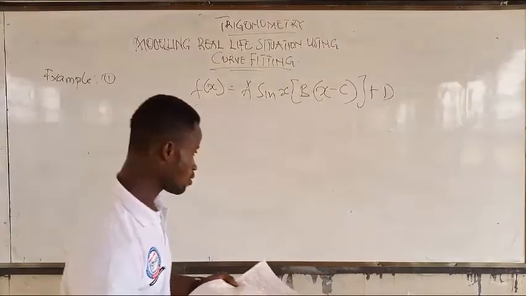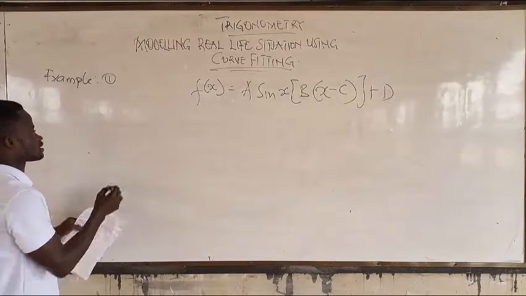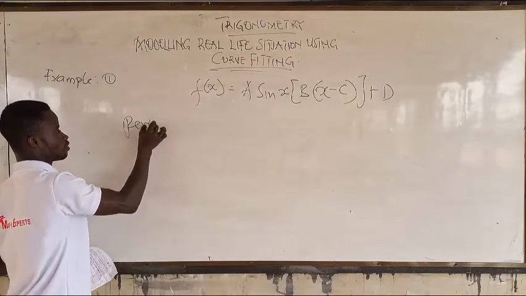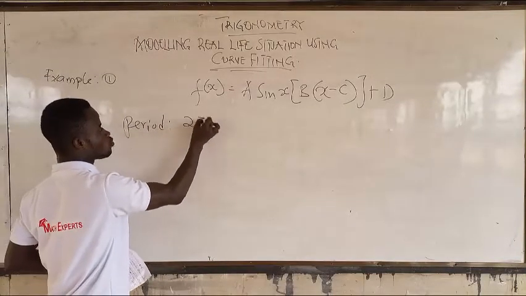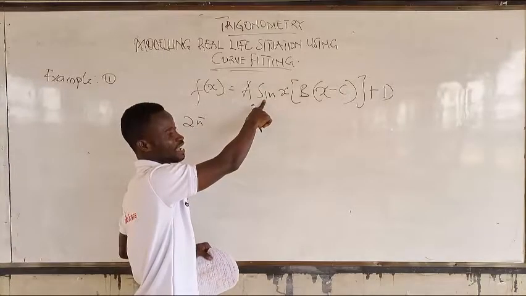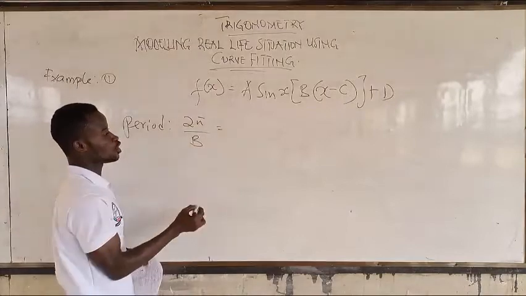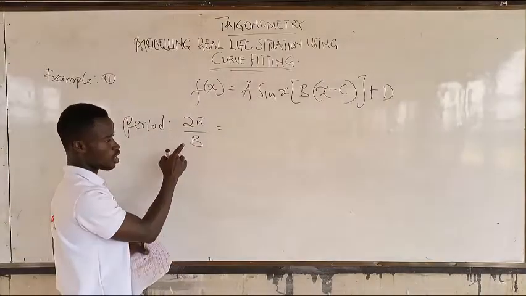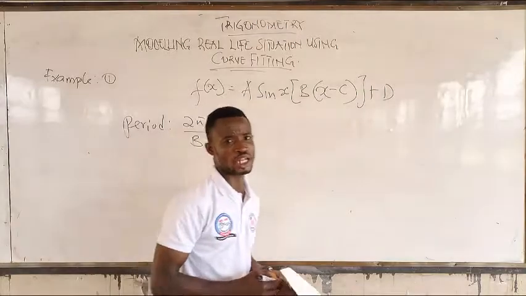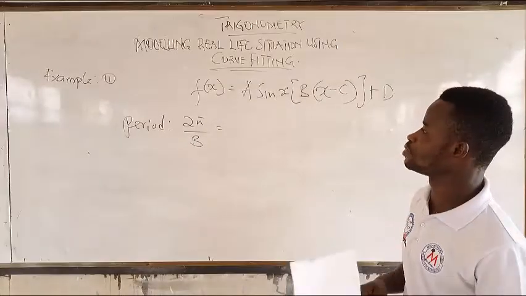All right. Now, don't forget that the period is 2 pi. Don't forget, this is sine. So that's 2 pi over b. So this is going to be equal to... Okay. So now, but we don't know the b here. So what is going to be the b here?